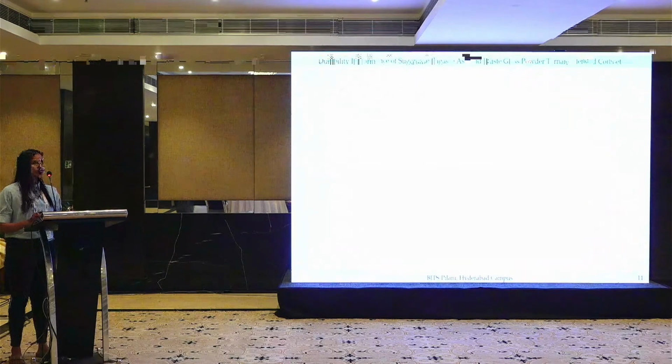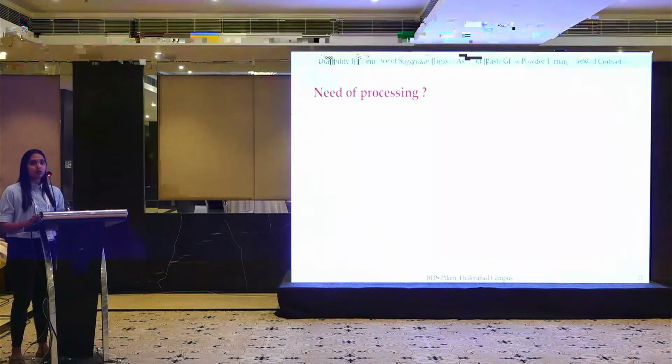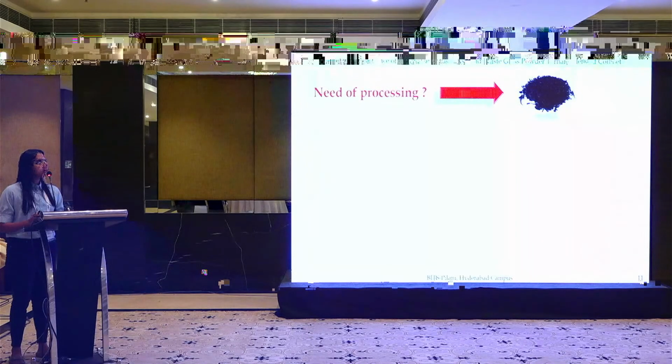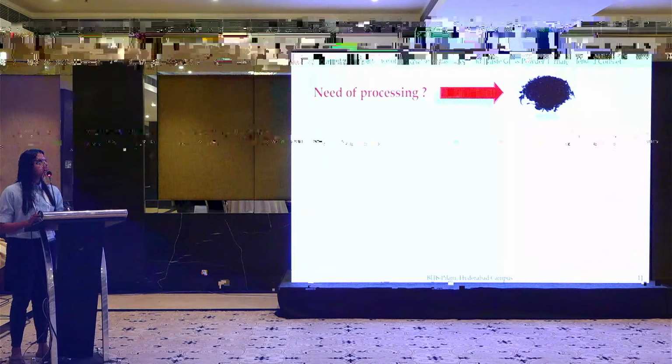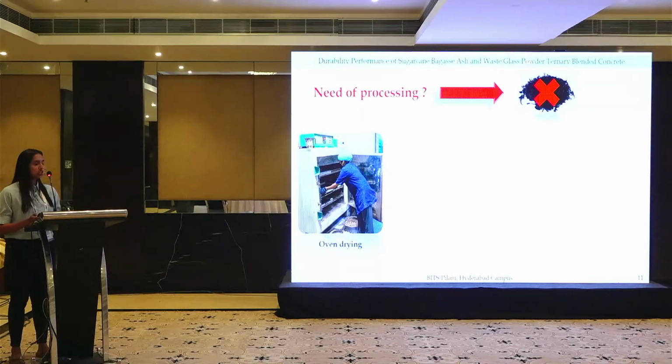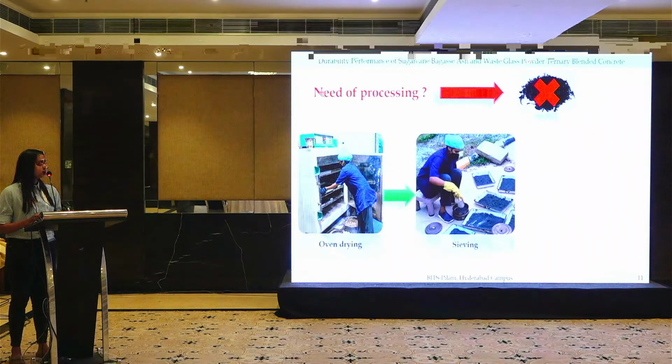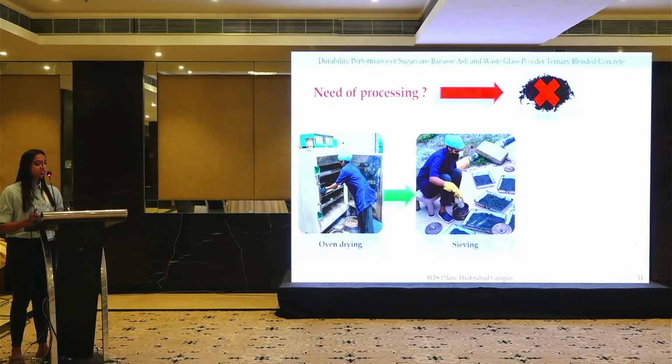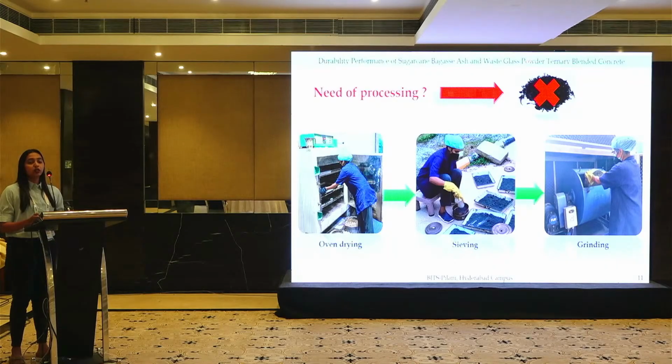So the next question in our mind is whether we need to process it, because of these fibrous particles. We can keep the material in the oven for drying at 105 degrees Celsius. After that, we can sieve it through a 300 micron sieve in order to remove these elongated carbon particles. Then we can adopt grinding in order to get a fineness similar to that of cement.